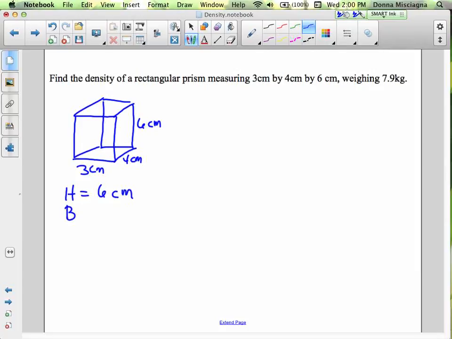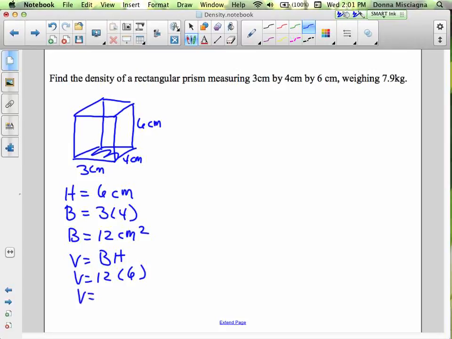Let's find the area of the base. We'll make the bottom the base. So the picture helps you with figuring out what to do. How do I find the area of the base? Yep. So we have 3 times 4, which gives us a base of 12 centimeters squared. Our volume is going to be the area of the base times the height. So our volume is 12 centimeters squared times 6 centimeters, which is going to give us 72 centimeters cubed.